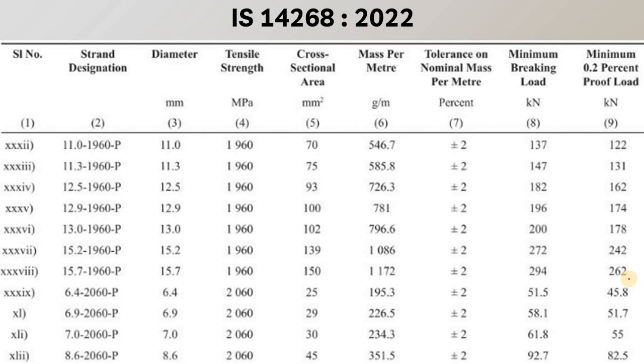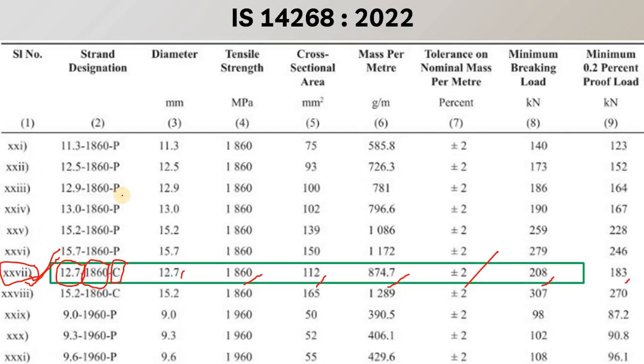These are the continuation of the table, in which the tensile capacity is changed to 1960, and it is a plain wire. So it depends on what kind of wire you use. Currently we will see one example in which we will use compacted wire with 12.7 mm diameter and its tensile capacity 1860.